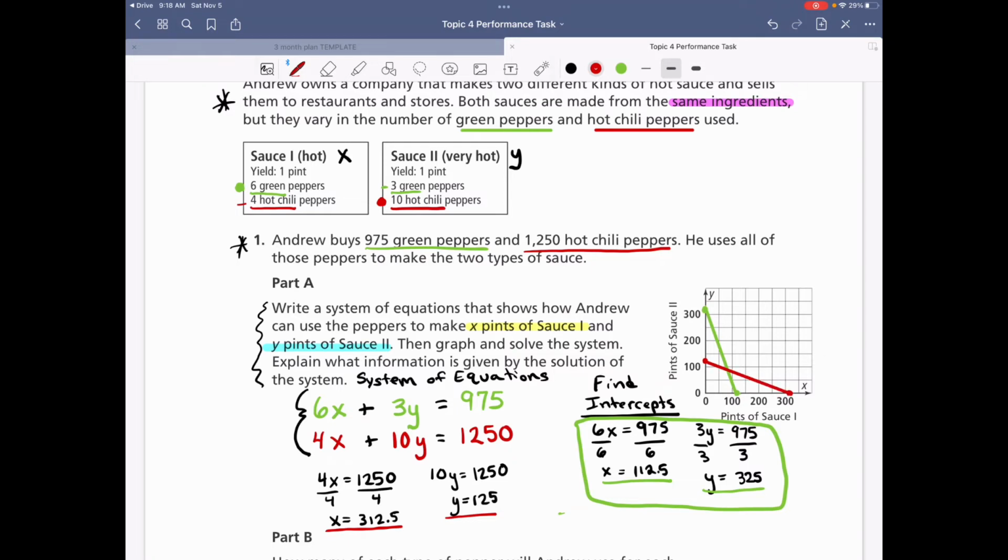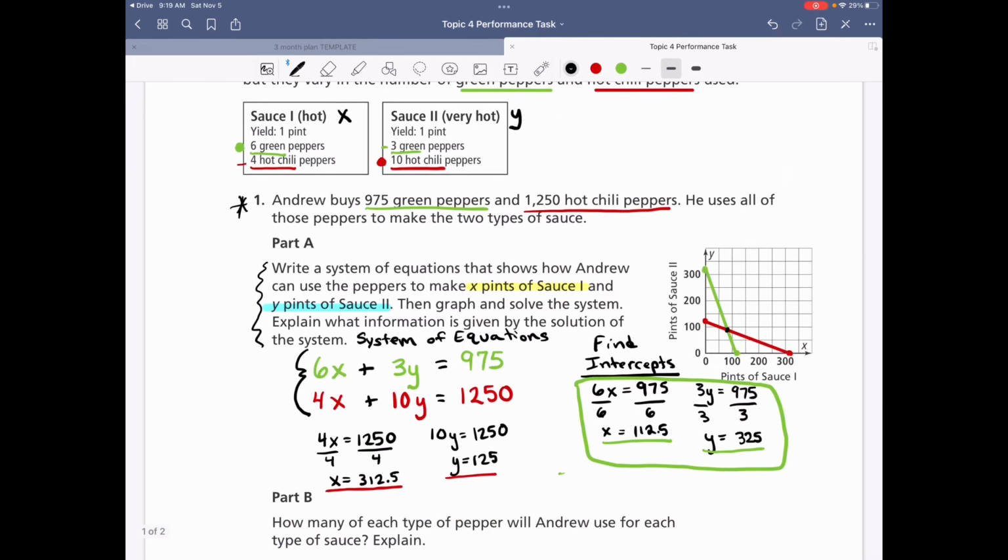And what do you think it means where they cross? This point of intersection. That is the sweet spot. Where they're crossing, that is where he can use all of his peppers, because he wants to use all of the green ones and all of the red ones. And you can see that's where the red line and the green line cross.